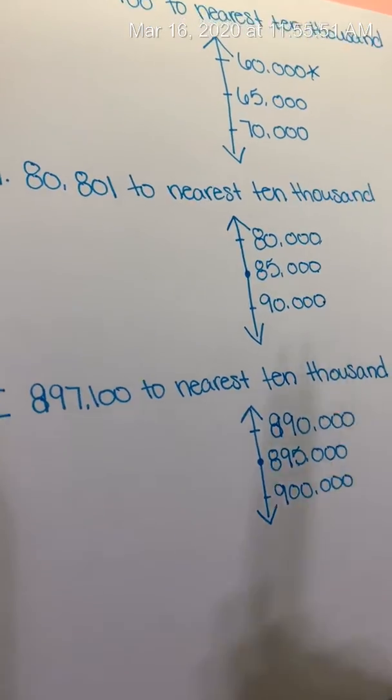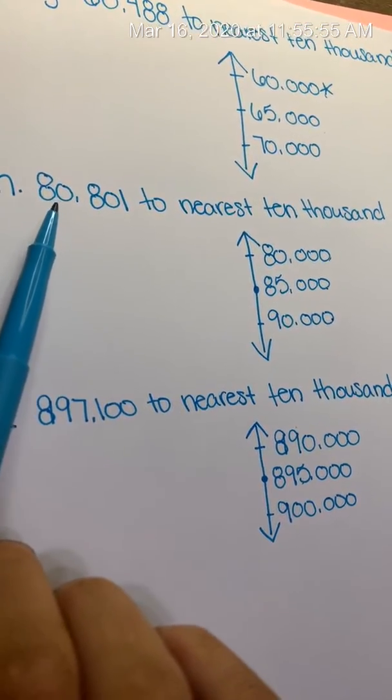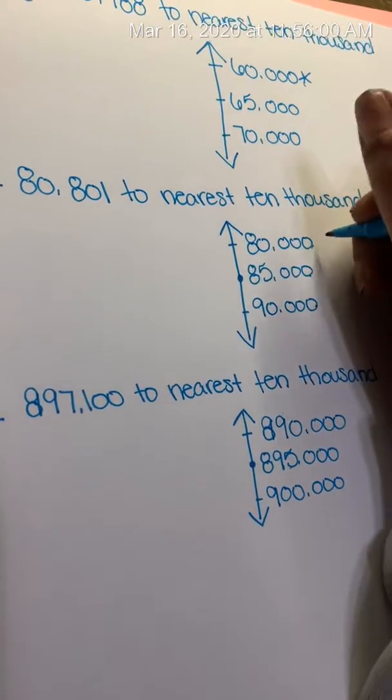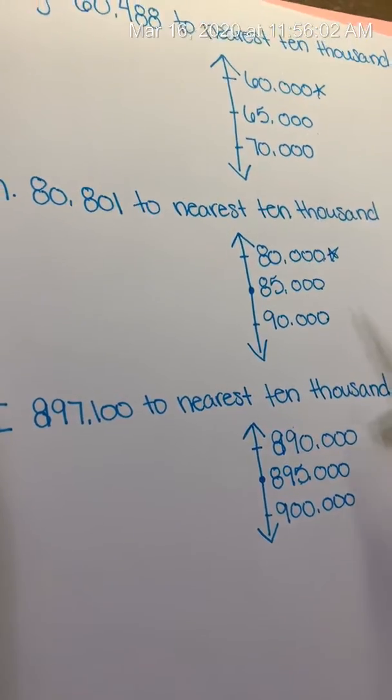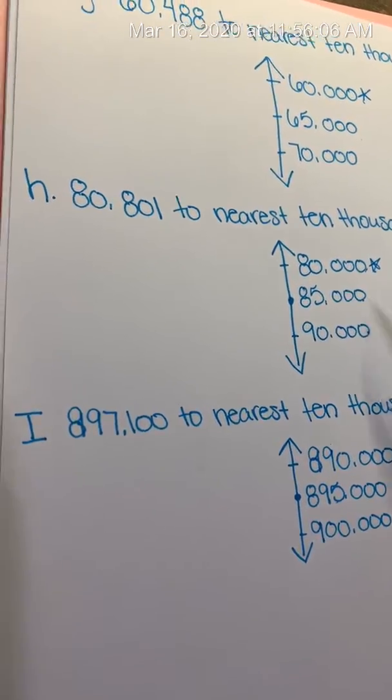So if we look to the place value to the right of the 8, which is in the 10,000s place, we have a 0. So that tells us that we are going to round down because it is less than our midpoint of 85,000.